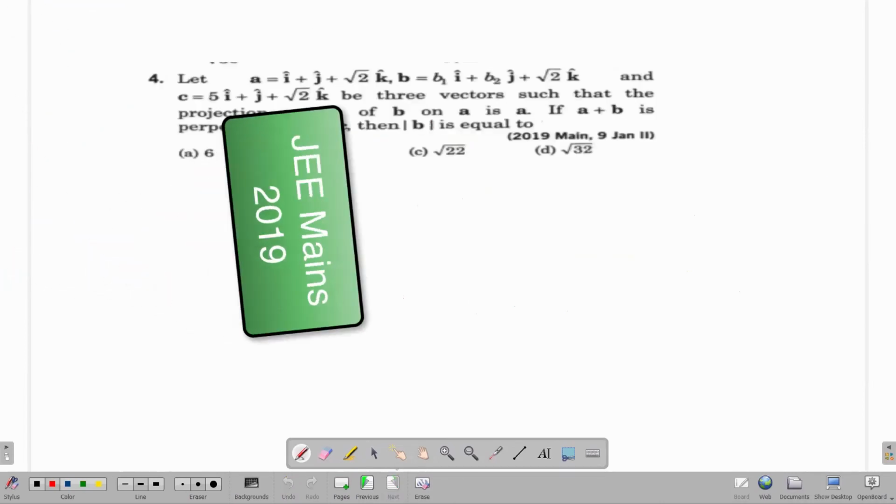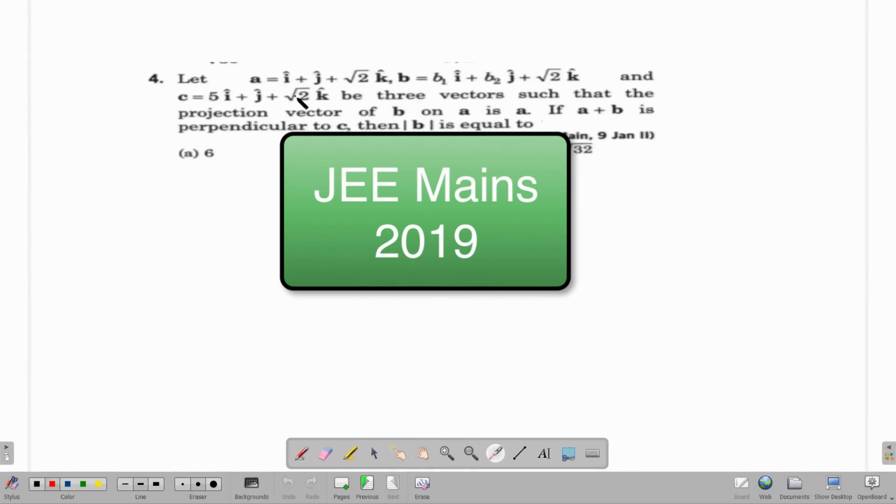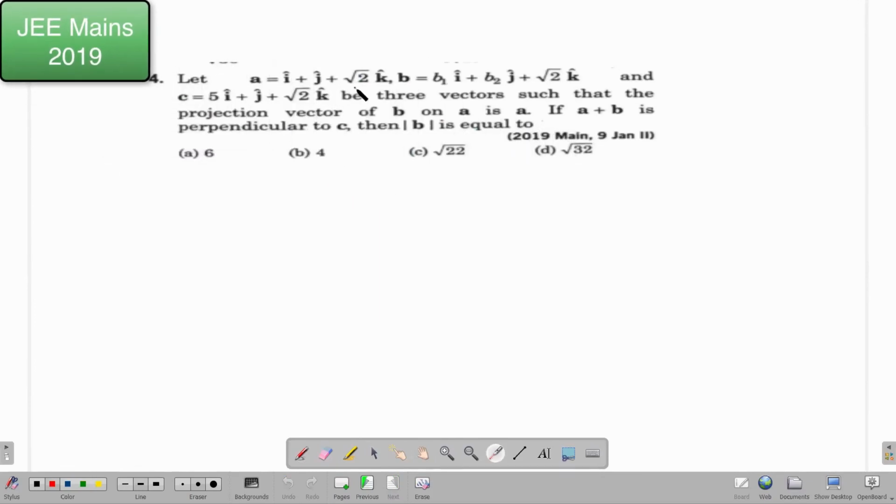Next. Let A vector be i plus j plus root 2k, B be b1i plus b2j plus root 2k, and C vector be 5i plus j plus root 2k. These are three vectors, and the projection vector of B on A is A. If A plus B is perpendicular to C, then we have to find mod B. This question came in JEE on 9 January 2019.